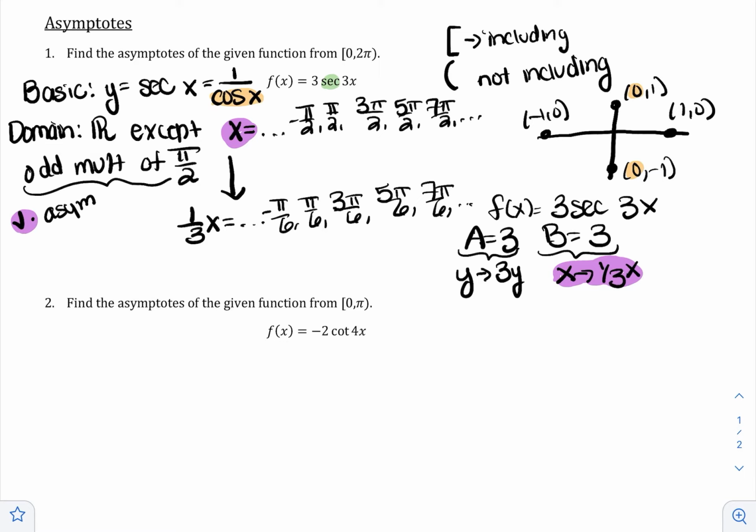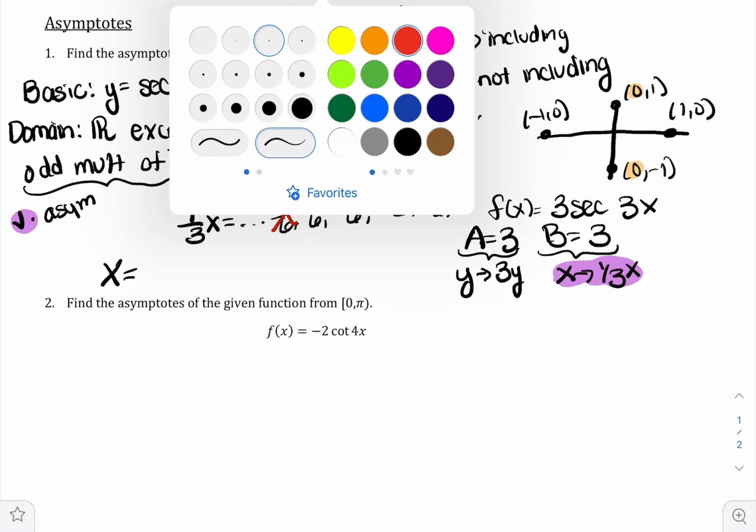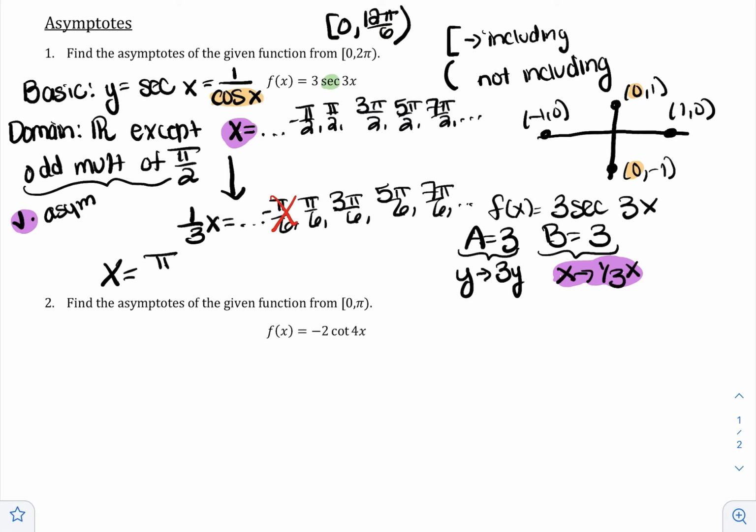Now, we need to answer specifically the ones that are in the interval. So we are 0 to 2 pi. Now, our asymptotes have denominators of 6, so it's a little bit hard to compare them to 2 pi when 2 pi has a denominator of 1. So I'm going to rewrite 2 pi with a denominator of 6. Multiply the top and the bottom by 6, and we get 12 pi over 6. So we need all of our answers. We have x equals. The first thing I notice here is that definitely negative pi over 6 is not going to be in our interval because it's negative and our interval starts at 0. So the first one is going to be pi over 6.